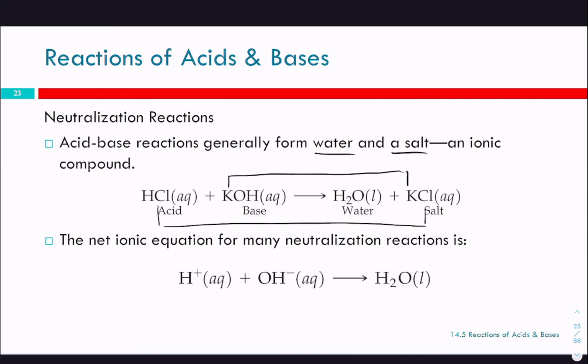And then if we're to go back and remember net ionic equations and complete ionic equations, we would know that the net ionic equation for many neutralization reactions is going to be just H plus reacting with OH minus to form H2O. Because as an ionic compound, in our complete ionic equation, this would be K plus, plus Cl minus. So there's still ions in the solution, and would match their ions from the reactants.